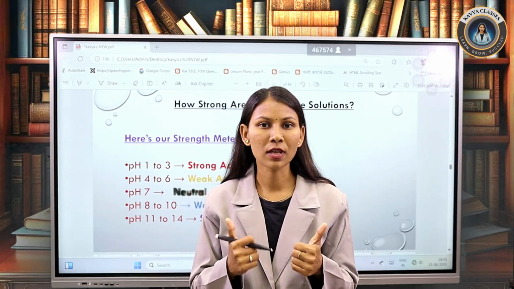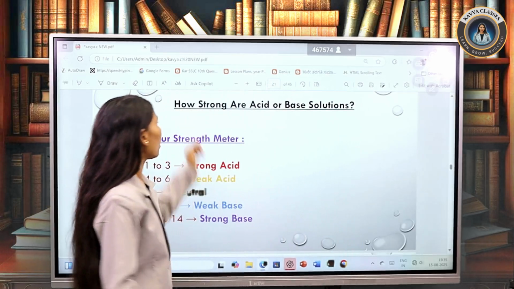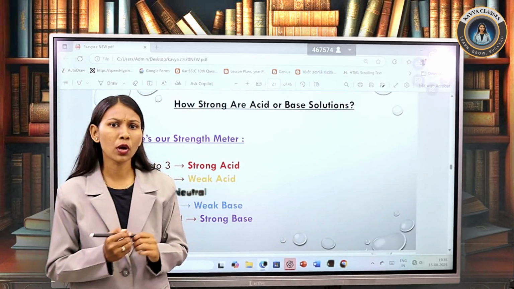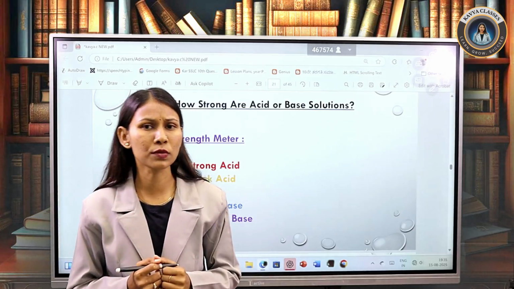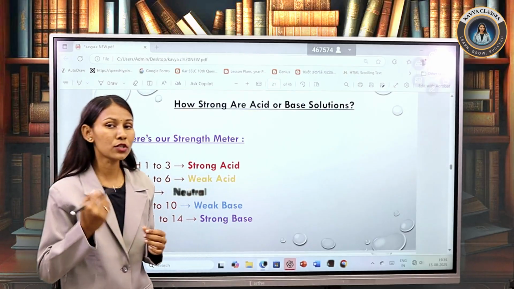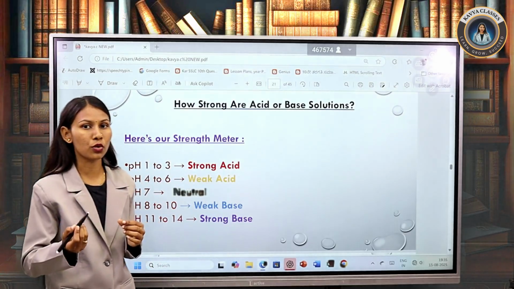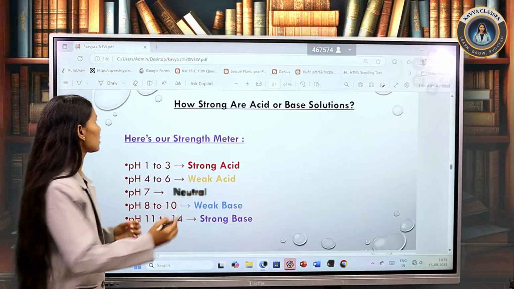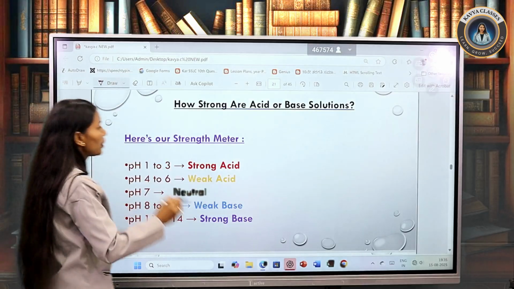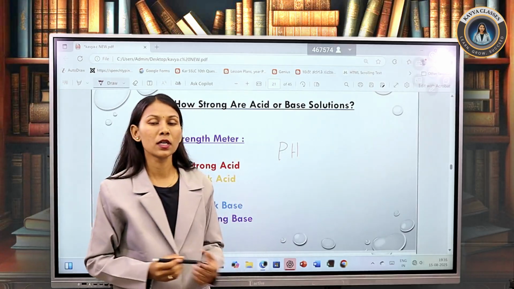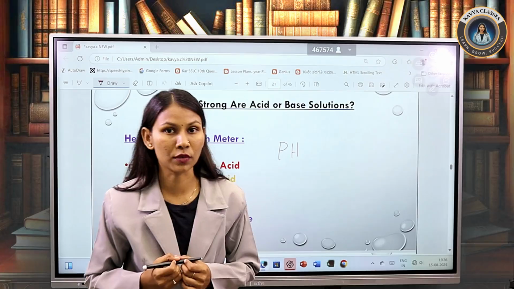Let's start, children. So, how strong are acid or base solutions? Do you know how strong the acids or base solutions will be? Don't know, right? So, let us start to know. Let us learn it with the help of pH level, that is, power of hydrogen, which means the concentration of hydrogen.